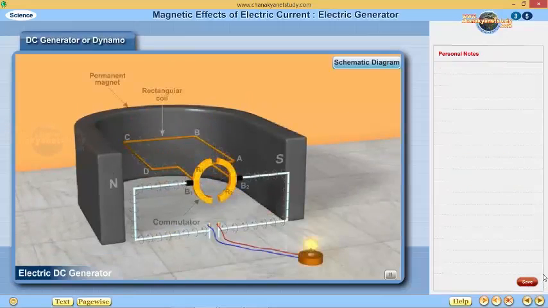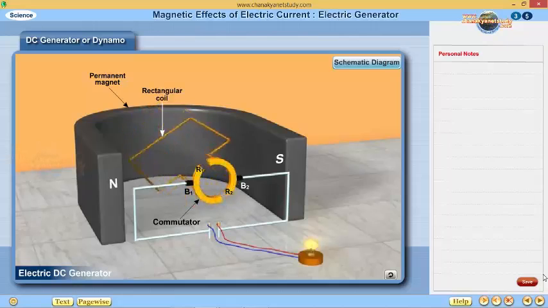DC generator or dynamo. Construction. The main components of a DC generator are armature coil, strong magnets, split rings or commutator, brushes, and bulb. The components such as armature coil, strong magnet, brushes are the same as those used for AC generators. Split ring or commutator is the same as used in an electric motor. Bulb. The output is shown by the glowing bulb connected across the carbon brushes.